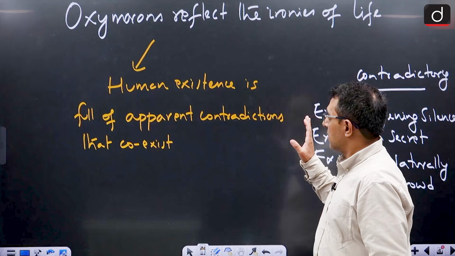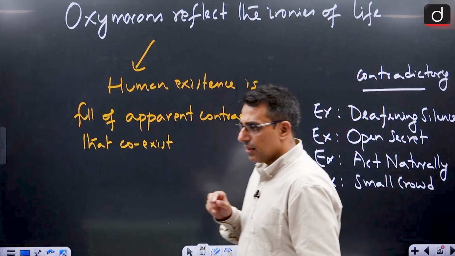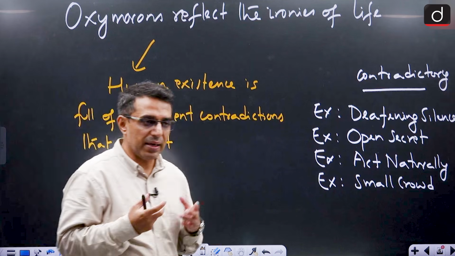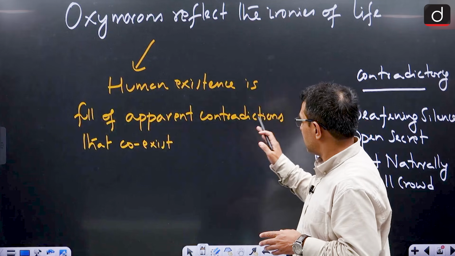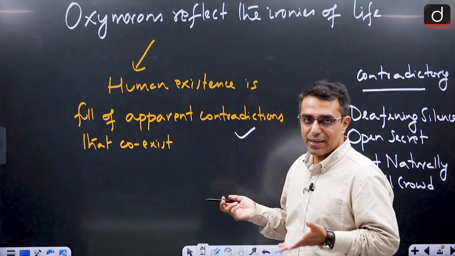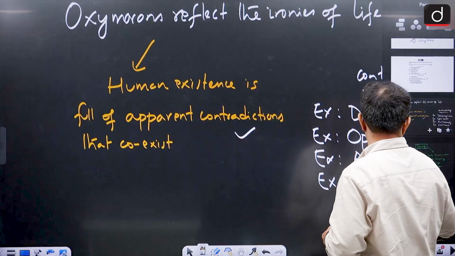So here, oxymorons reflect the ironies of life. Basically it is saying that in life also, contradictions coexist, right? And they make life what it is. So that is the core meaning. Human existence is full of apparent contradictions that coexist, right? That is the deeper meaning that we need to explore in this essay.